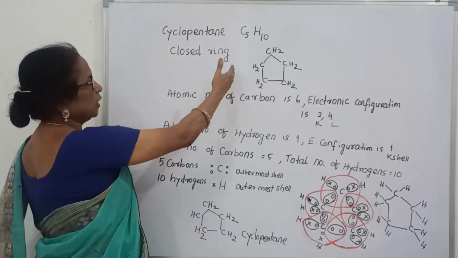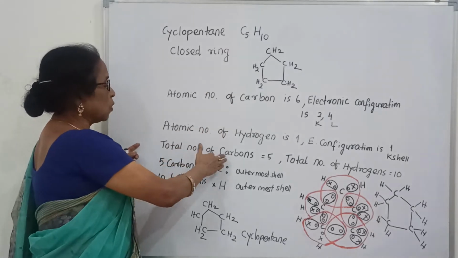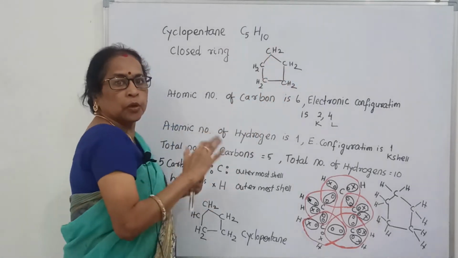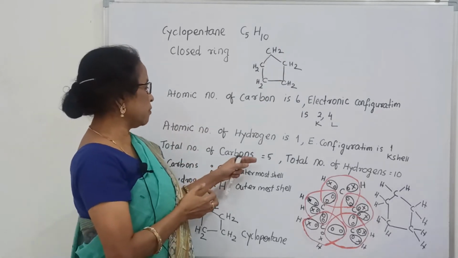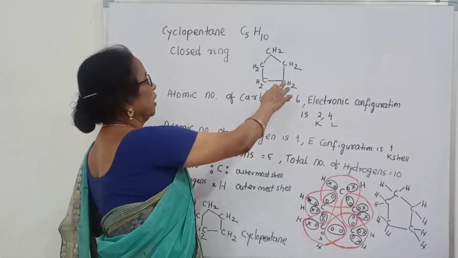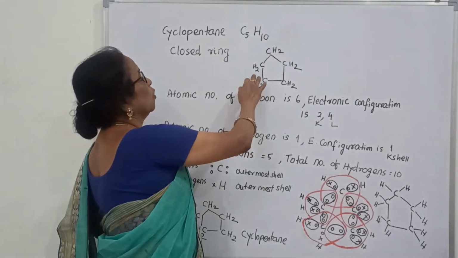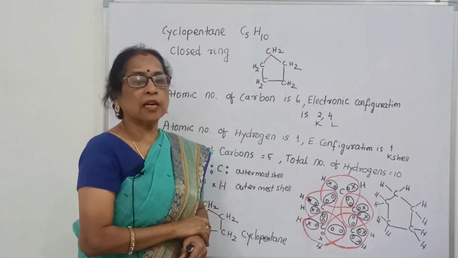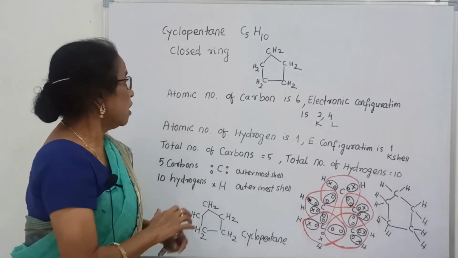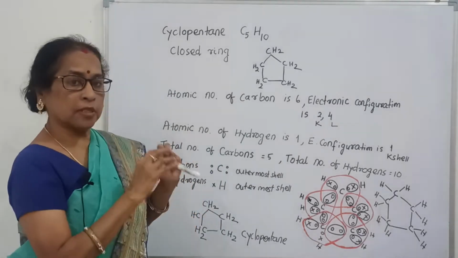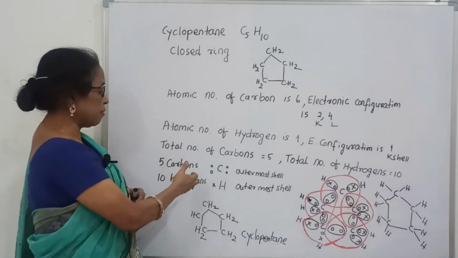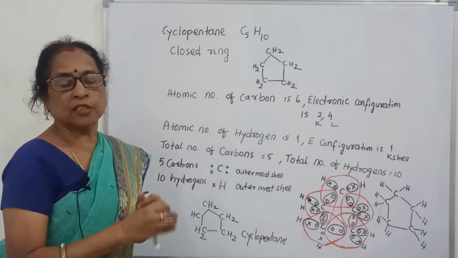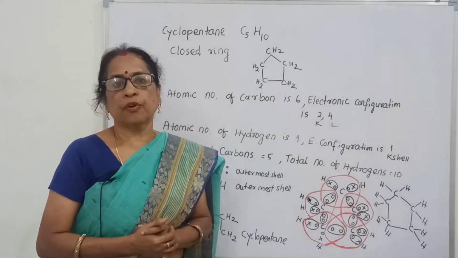And now see in this structure, what is the total number of carbons? 1, 2, 3, 4, 5. Total number of carbons is 5. And total number of hydrogens, 2 plus 2, 4, 6, 8, 10. That means here total number of hydrogens is 10. Now here 5 carbons and 10 hydrogens are arranged in such a way that they form covalent bonds.